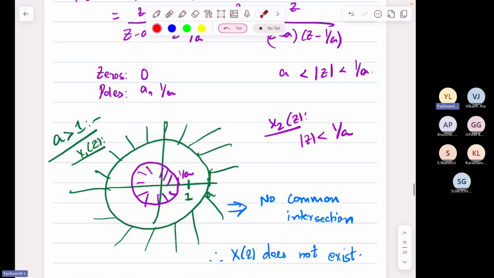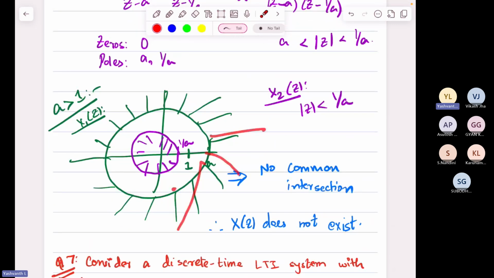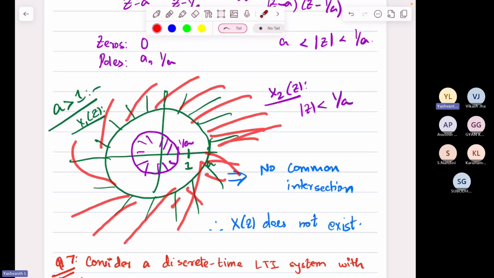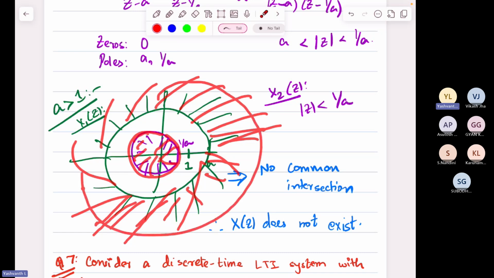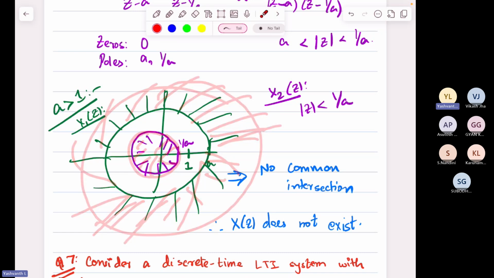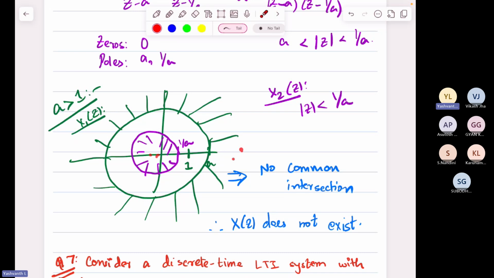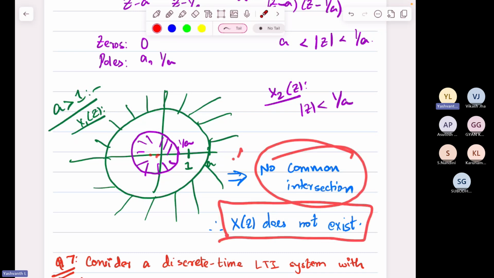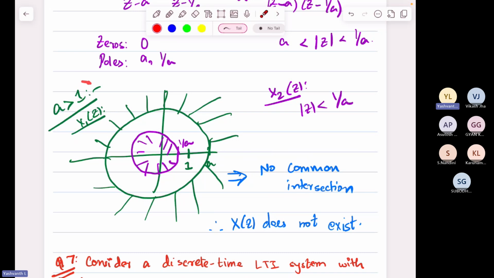Now go back to this figure. That means mod z should be greater than a, that means the exterior part of the circle with radius a, and mod z less than 1 by a means the interior part of this purple circle. Now what is the intersection? There is no intersection at all. There is no common overlap between these two ROCs. Therefore, since there is no common intersection, the Z transform does not exist when a is greater than 1.